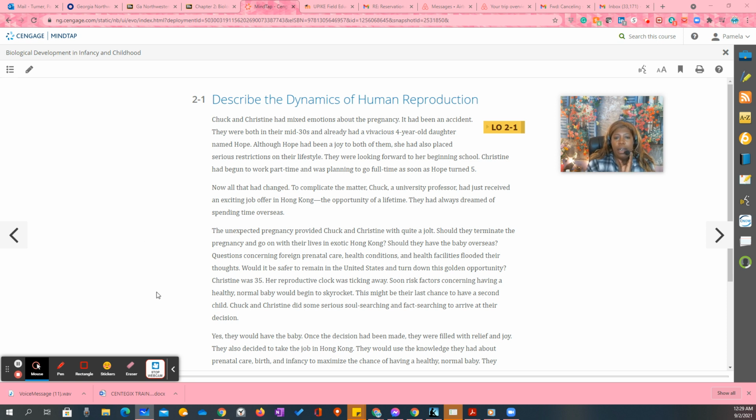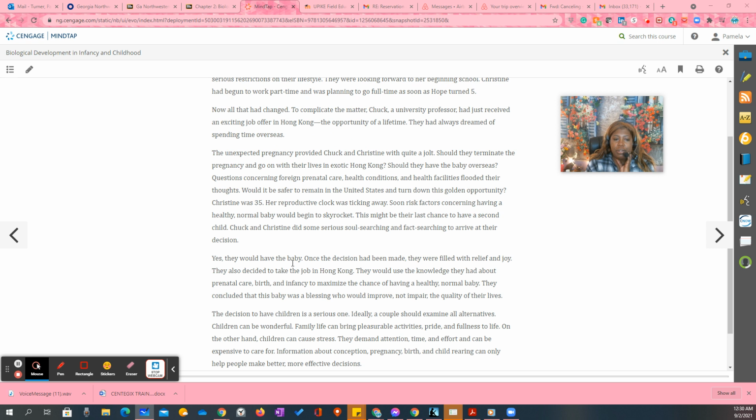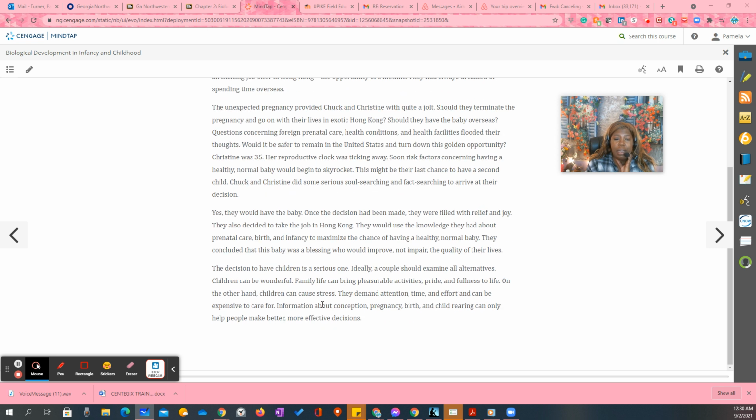So anyway, this article talks about the dynamics of human development. Okay, so it talks about Jacques and Christine. They have a baby.